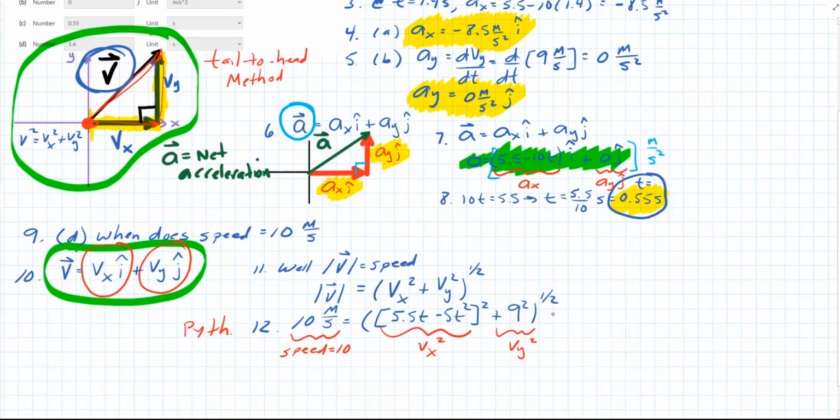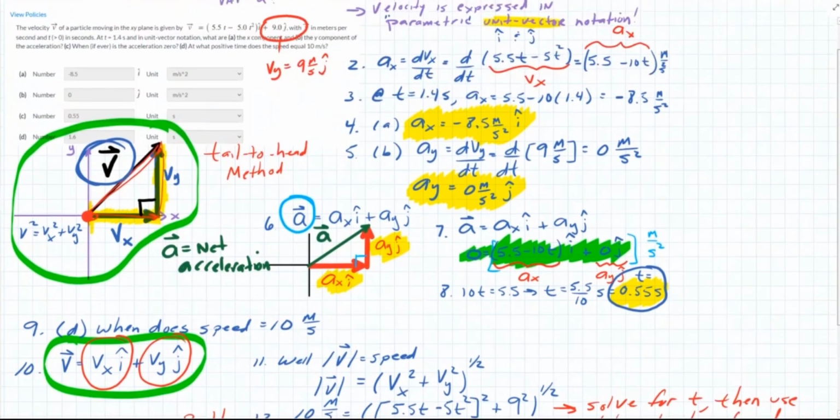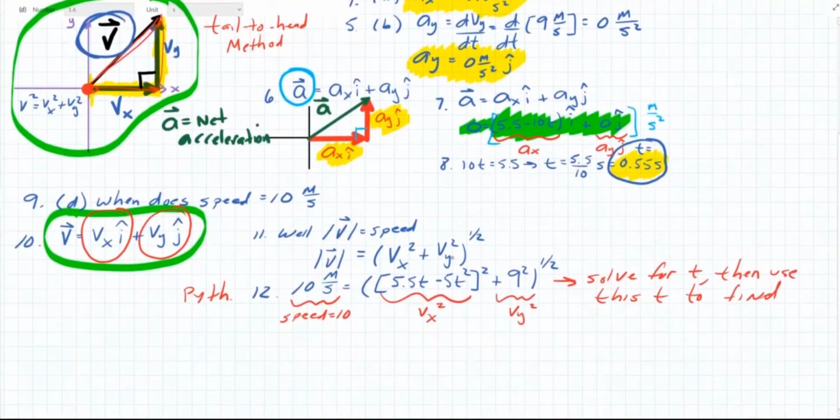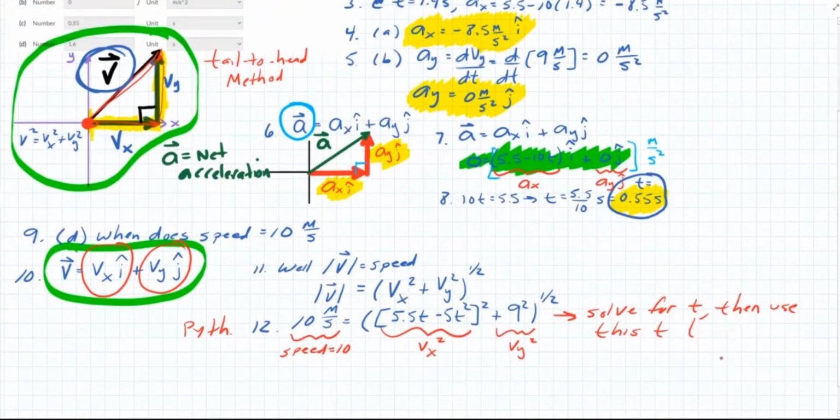Now, I guess here's my game plan. Solve for t. Then use this t to find... oh, that's it. Then you're going to be done. Solve for t and then pat yourself on the back. That's what we're going to do. I thought we had to find something else.